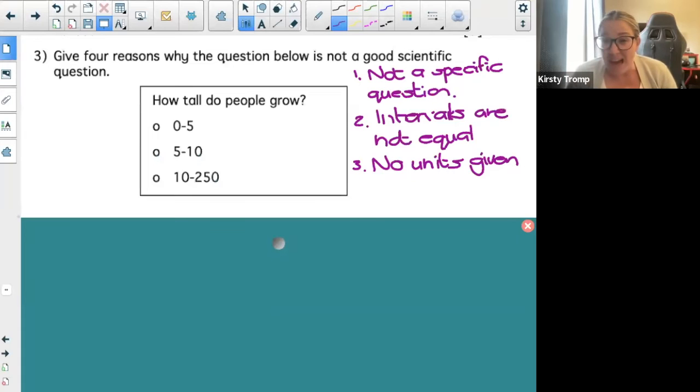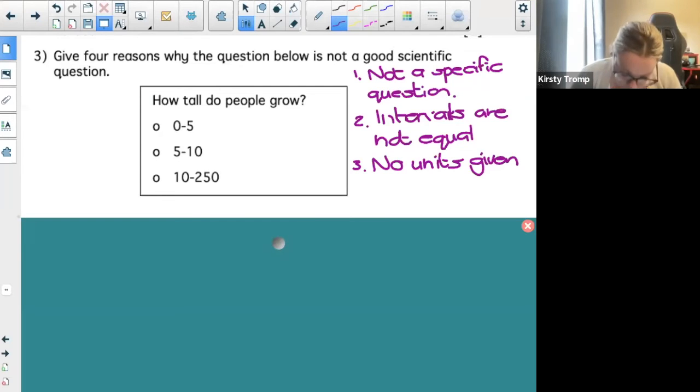Umar's saying, and also Umar, what age are the people? It's something very specific. They're just saying, how tall do people grow? Do you want to know a specific age? Do you want to know when they're 12? Do you want to know when they're 50? I completely agree with you, Umar. So it's not very specific, hey? Awesome. Well done, Umar.